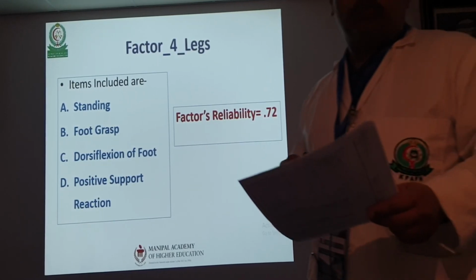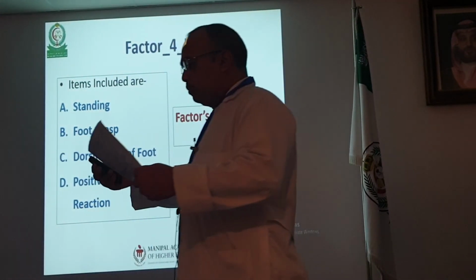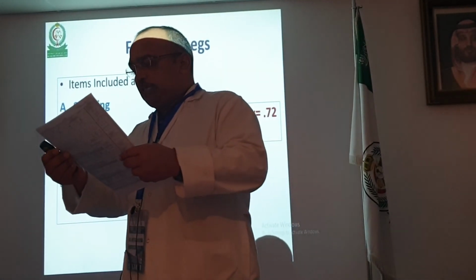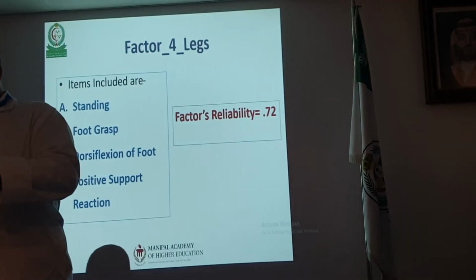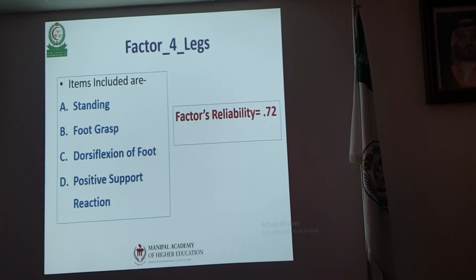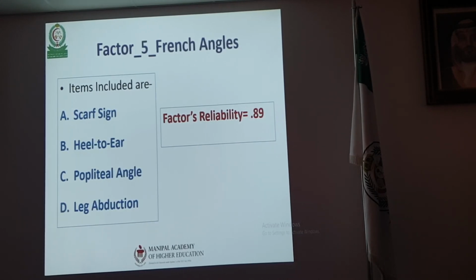Right. Factor 4, that is legs. Items included in this are item number 6, that is dorsiflexion of the foot, foot grasp, that is item number 7, and then standing weight bearing, that is item number 18, and then item number 19, that is positive support reaction. These make factor 4, that is about the legs, and its reliability is 0.72. Is that clear?